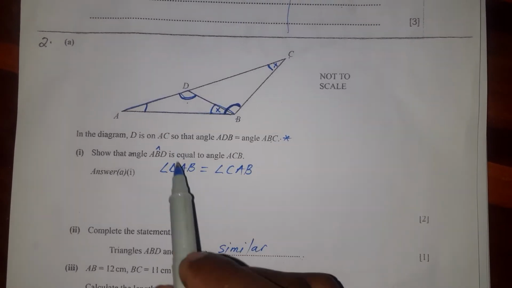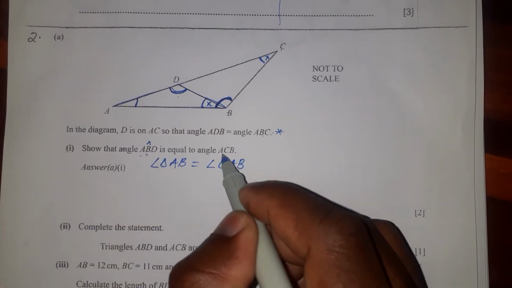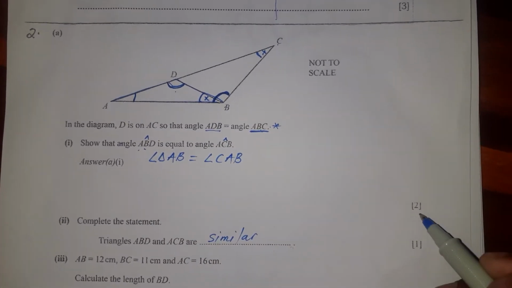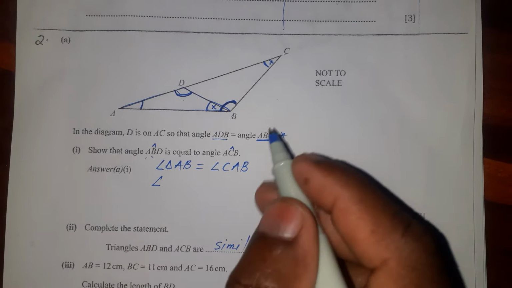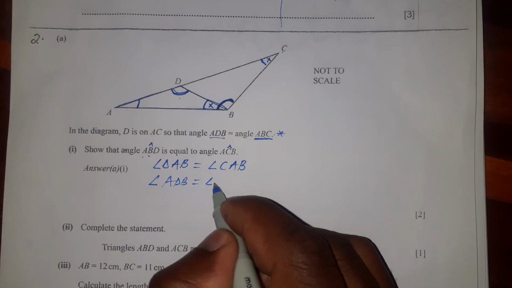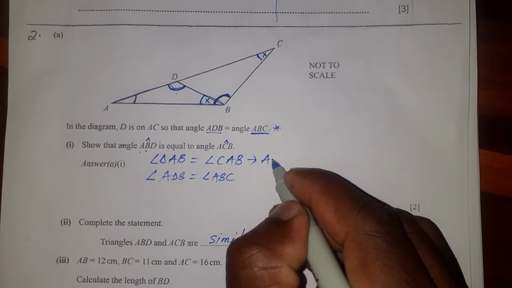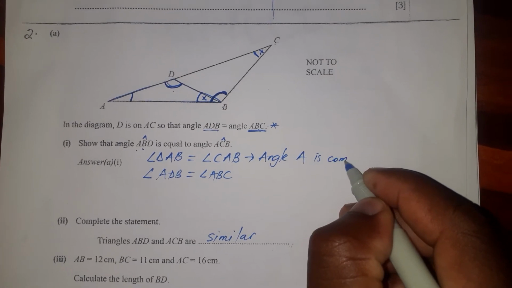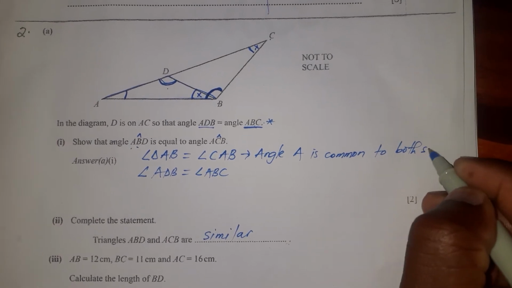And since you are proving this, we want to show that this angle is equal to this angle. We can also use this relationship here. It's also part of the answer, since you are asked to get 2 points. Then we can write that angle ADB is equal to angle ABC. This relationship here, we are saying angle A is common to both sides.